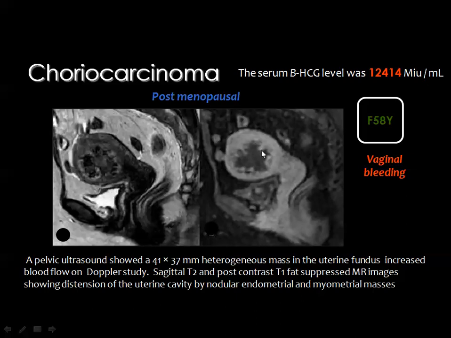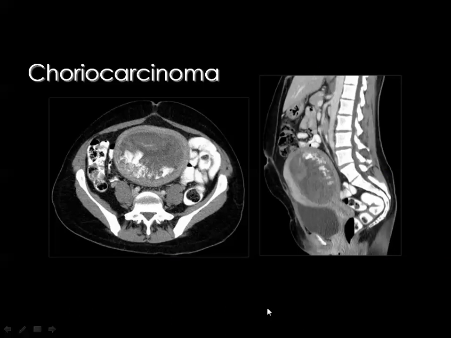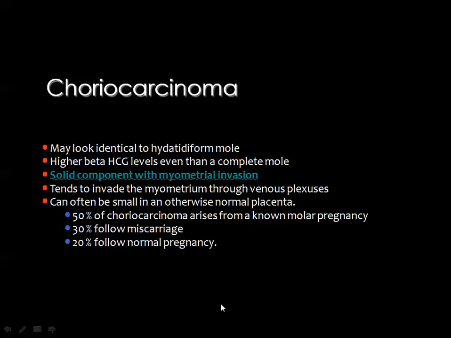You see the invasion of the myometrium in the enhanced image. And many times you can detect calcium, and the calcium is detected better by CT scan, and you see there is a mass in the uterine cavity which contains calcium, and you can also appreciate the invasion of the myometrium.